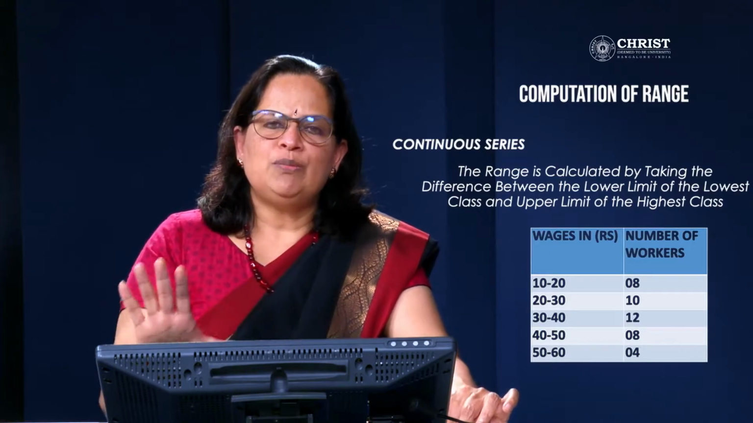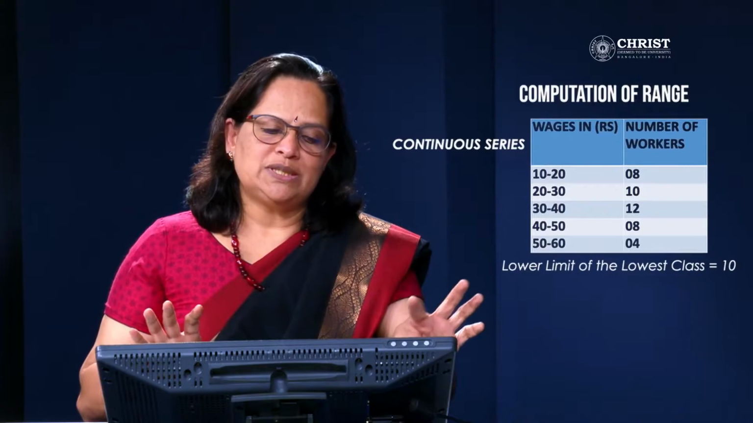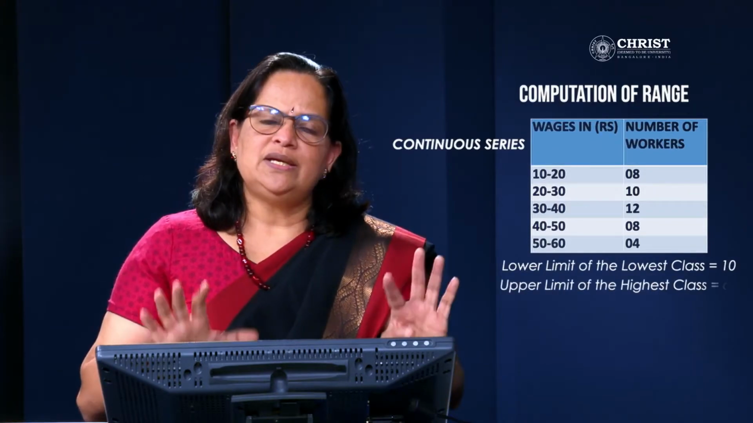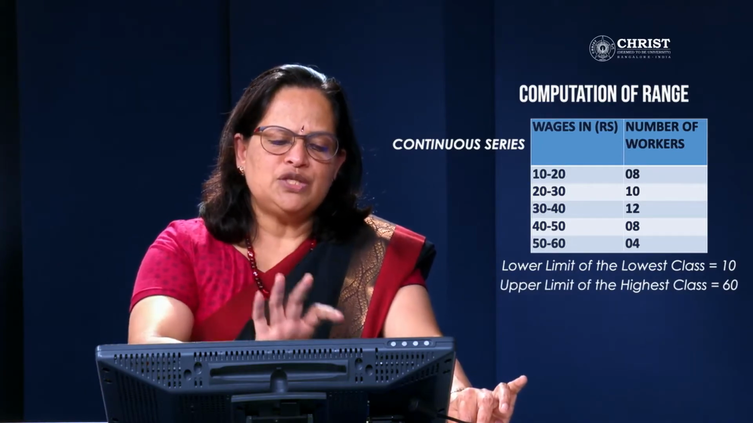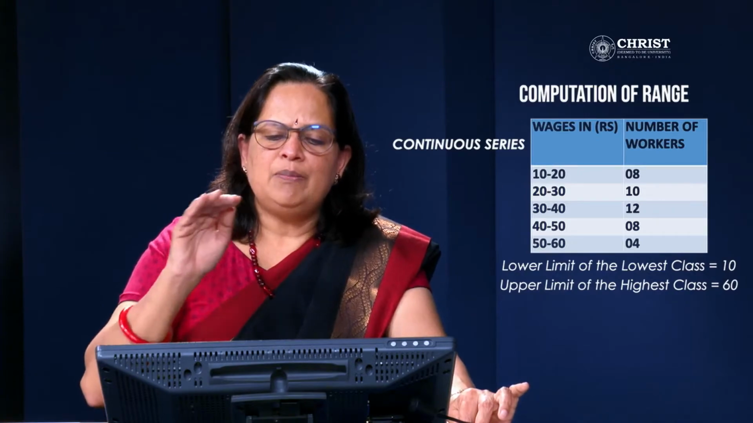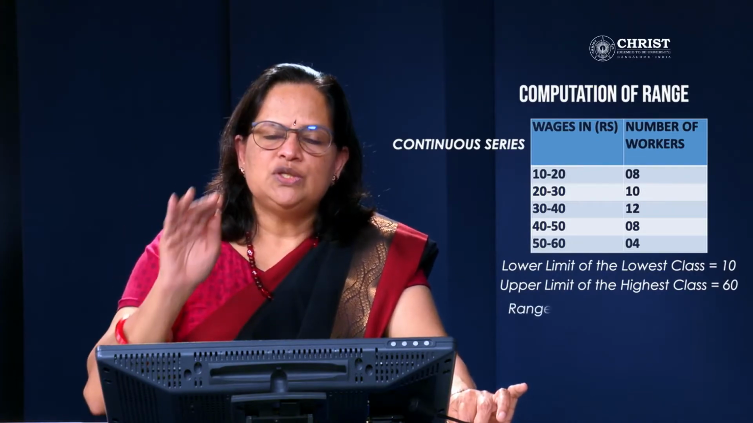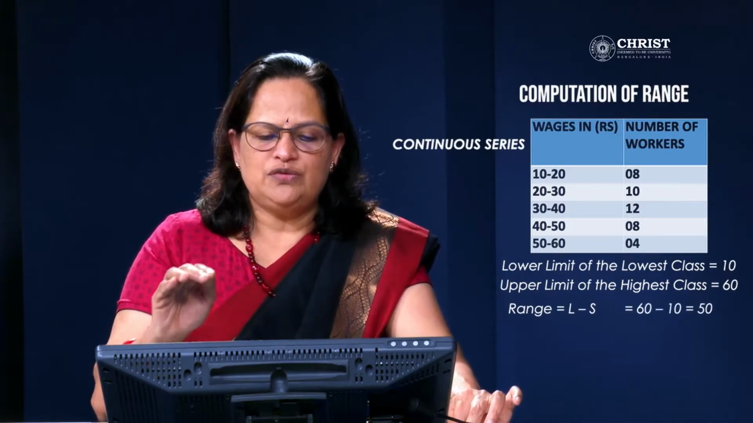So we will not use the number of workers in the computation. 10 is the lower limit of the lowest class, and 60 is the higher value for the highest class. So our computation will be based on 10 and 60. The lower limit of the lowest class is 10, and the upper limit of the highest class is 60. So range is equal to L minus S, that is 60 minus 10, that is 50.